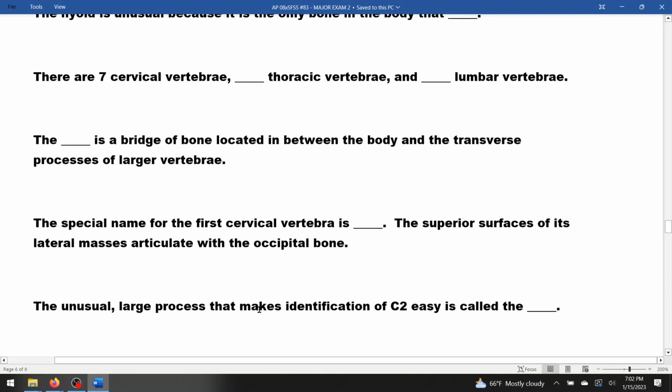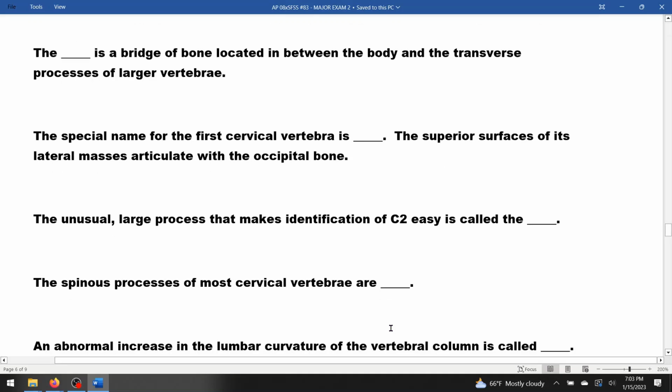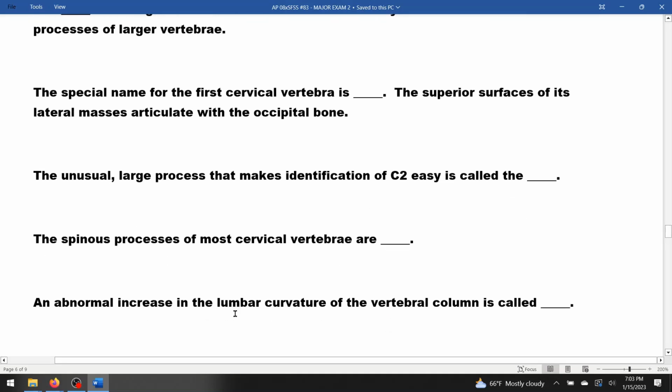The unusual large process that makes identification of C2 easy is called the, well, you could be fancy and put odontoid process, but most people just call it the dens. The spinous processes of most cervical vertebrae have a split, like a snake's tongue, and they're called bifid. They have 2 points. A normal increase in the lumbar curvature of the vertebral column is called lordosis.